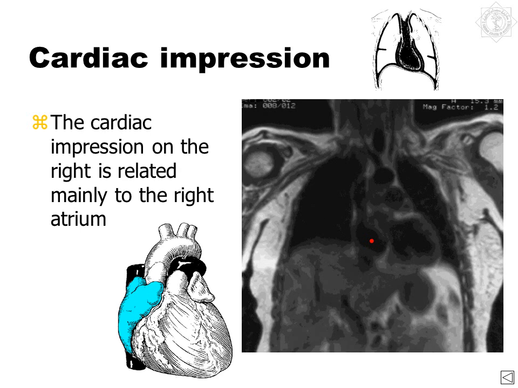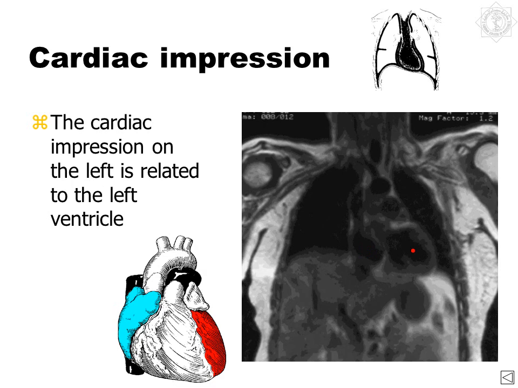The cardiac impression on the right is related to the right atrium. It is one of the chambers of the heart. The heart contains four chambers: right and left atrium, right and left ventricle. The cardiac impression on the left is related to the left ventricle, the red one.